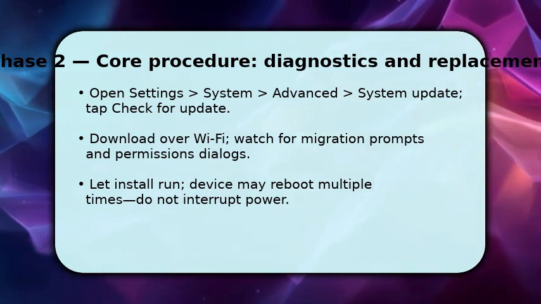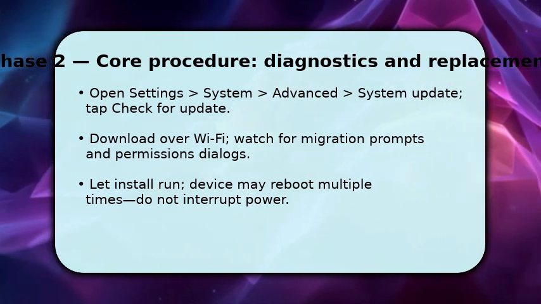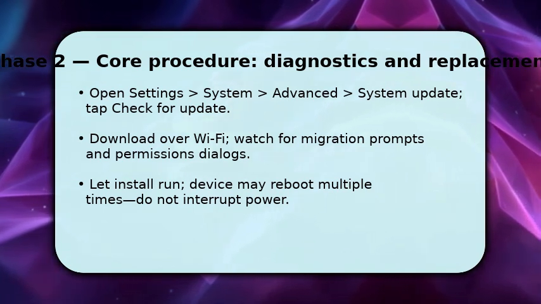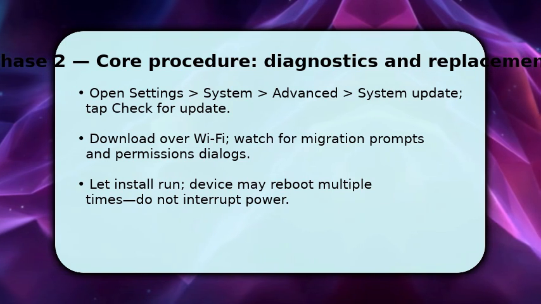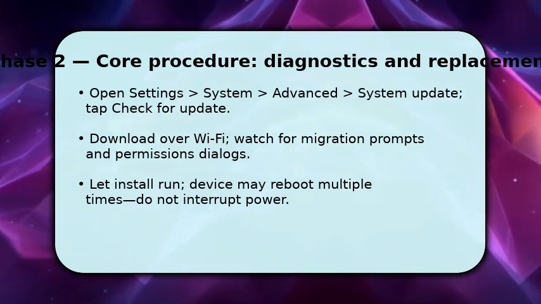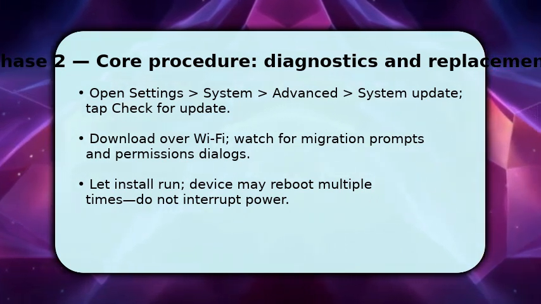During installation, accept migration prompts and new permission changes, because Android 12 may alter app permissions and privacy controls. The installer will optimize apps and may reboot several times. Be patient, and do not interrupt power or force shutdown. Once the progress bar completes, the device finalizes settings and prepares your home screen.